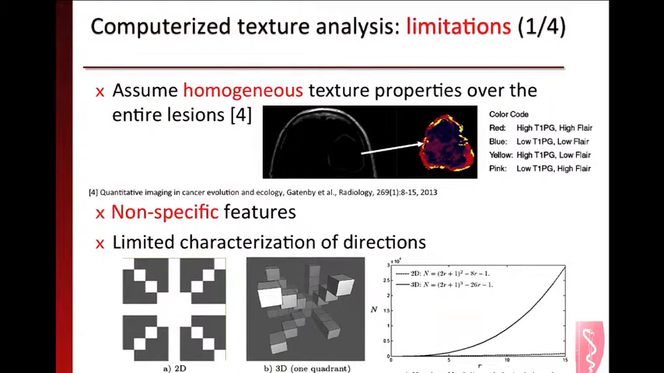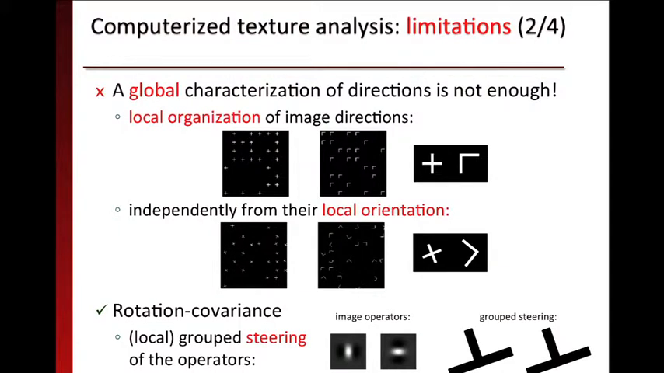And there is another property that is also often neglected in the literature: if you only characterize the global distribution of orientation in images, then you are not able, for example, to discriminate between these two patterns. I hope you agree that those two patterns are visually very different. And if you just want to characterize the amount of vertical and horizontal directions, it will be the same for those two patterns here. So what really matters is how these directions intersect together.